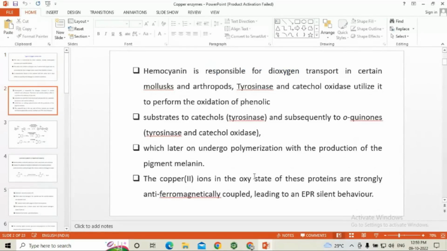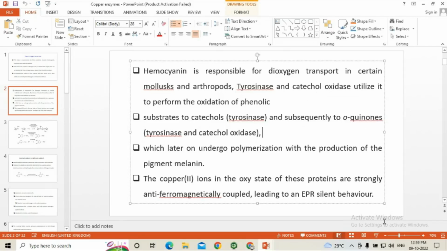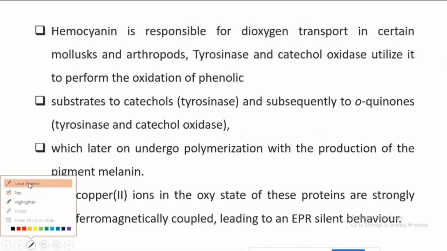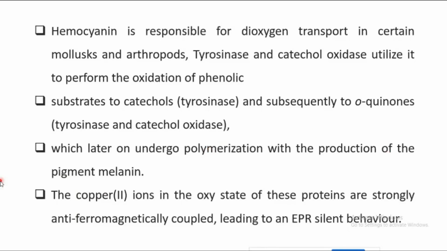Here, already we have discussed that hemocyanin is responsible for O2 transport, whereas tyrosinase as well as catechol oxidase utilize the oxidation of phenolic compounds. So tyrosine is converted into dihydroxybenzene. Dihydroxybenzene is converted into benzoquinone. So this is the ultimate aim. So the orthoquinone synthesis is the important biological reaction. Why is it needed? Once the orthoquinone is synthesized, it will undergo a polymerization reaction. The polymerization produces the skin pigment, that is nothing but your melanin.